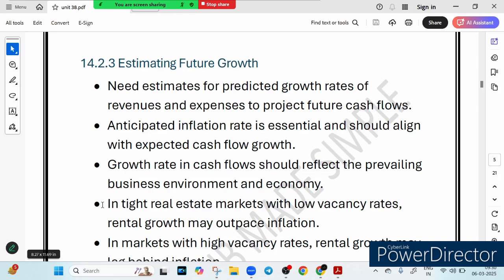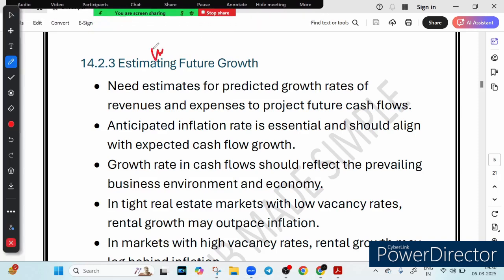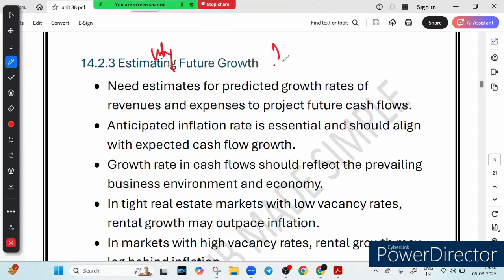Now let's talk about it. Friends, we are diving into estimating future growth, one of the trickiest yet most important parts of DCF valuation. Let's go. Why do we estimate future growth? When we invest in a company, we want to know how much it will grow in the future.